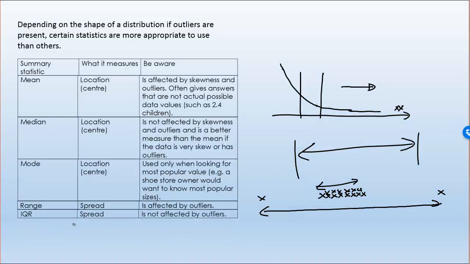The interquartile range also measures dispersion, and because it only measures the middle half of the data, the middle 50%, it's not affected by outliers.